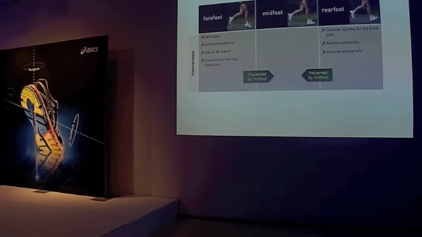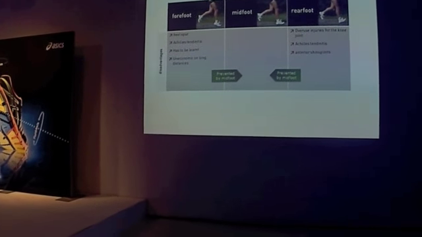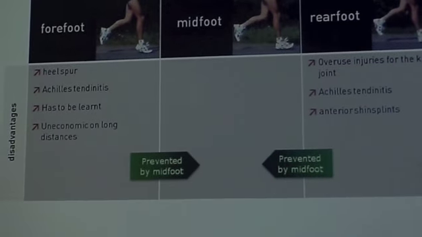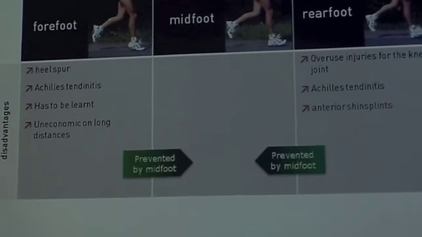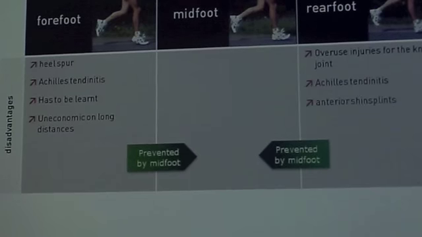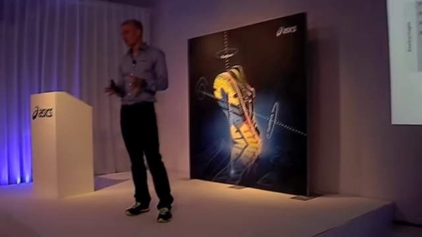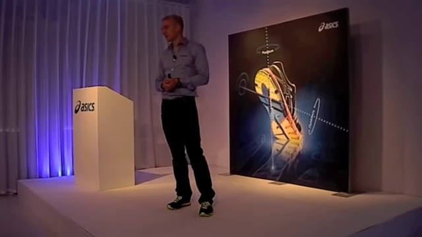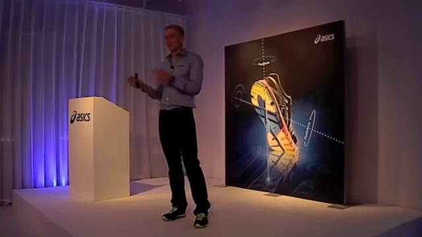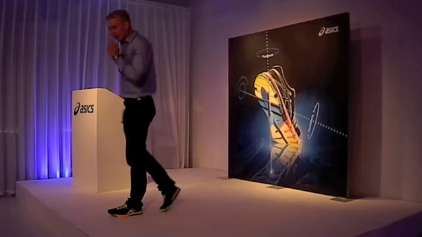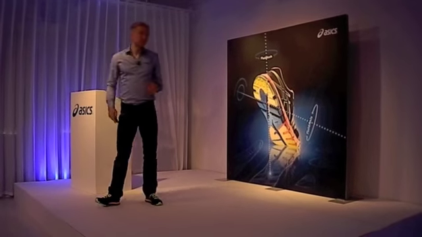We can prevent these disadvantages a little bit when we tend to the midfoot strike. I forgot one thing, anterior shin splints, when it hurts here, you only see it in rear foot strikers. You never have that problem with forefoot and midfoot strikers. So when a patient turns up in my practice with anterior shin splints as a rear foot striker, I always do a running clinic with them. So, running shoes, cushioning and stability.